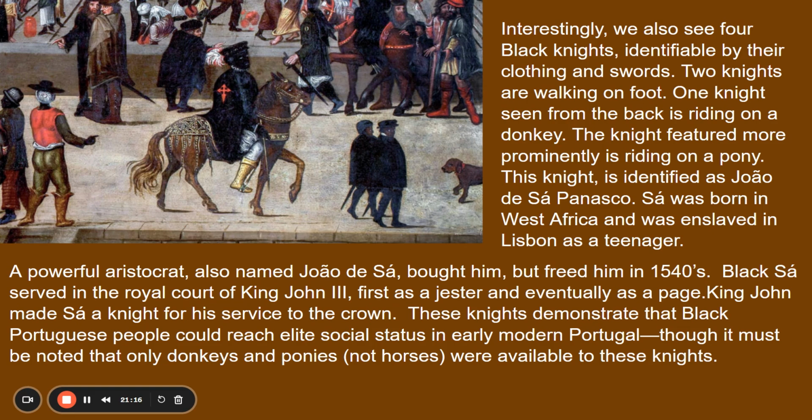Okay. Now, it was not common. All right, so I want to make that very clear. It was not common, but it was possible. But at the same time, you also must note that the knights in this painting were only allowed donkeys and ponies. Okay, so they were not allowed the large, majestic horses available to the other knights.